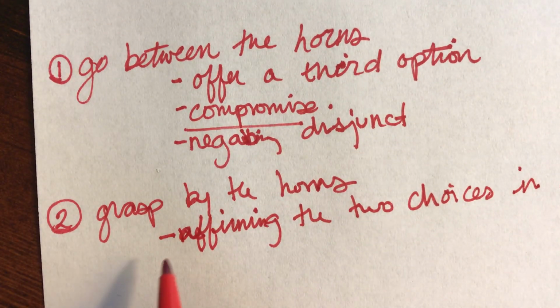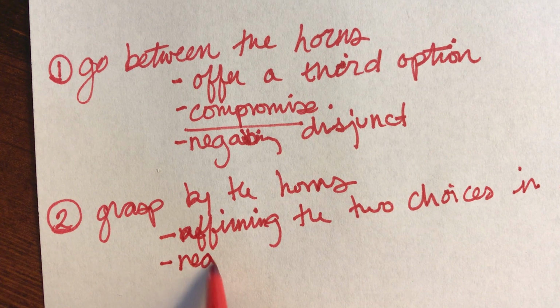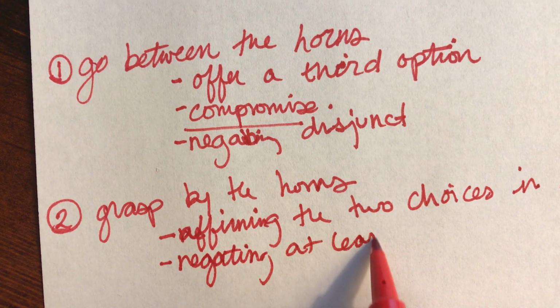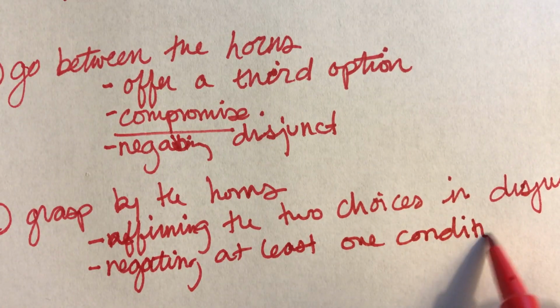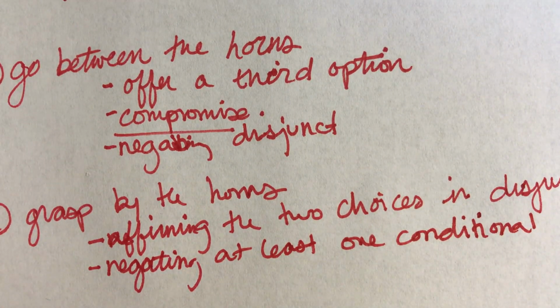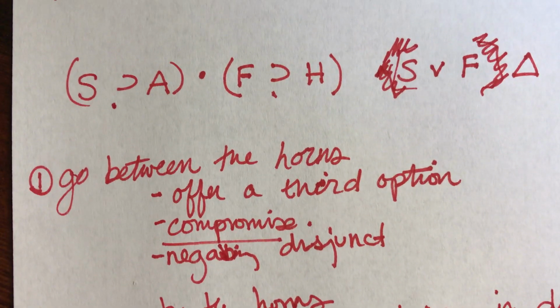Okay, and you are negating at least one conditional, okay, in the first premise. So, what were my conditionals? If I study, I'll make an A, and if I go out with my friends, I'll be happy.